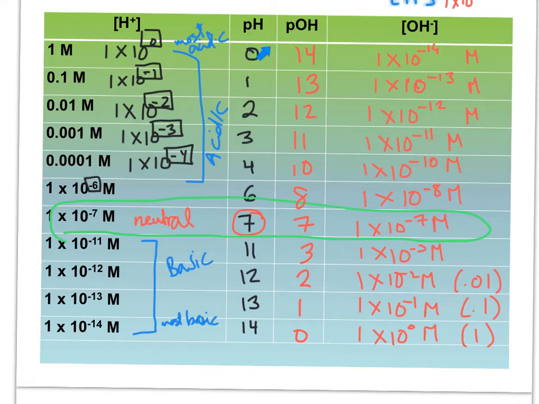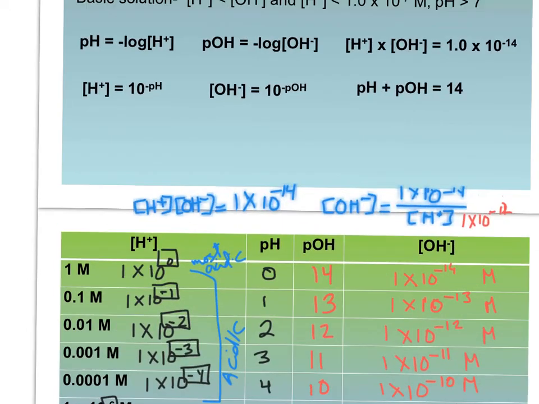Now notice also if you add up the pH and the pOH, it equals 14. 0 plus 14 is 14. 1 plus 13 is 14. 2 plus 12 is 14. 3 plus 11 is 14. 4 plus 10 is 14. 6 plus 8 is 14. 7 plus 7 is 14, and so on. When you add the pH plus the pOH, it is always equal to 14.